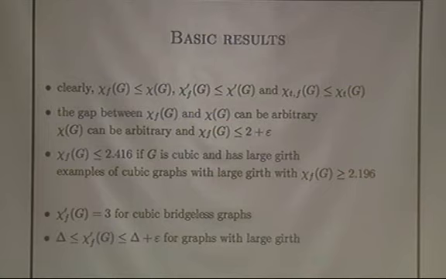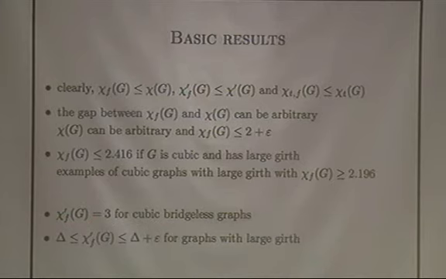However, a completely different phenomenon appears for the fractional edge coloring. So first of all, an easy consequence of the structure of the perfect matching polyhedra is that the fractional chromatic index of a cubic bridgeless graph is always equal to 3.